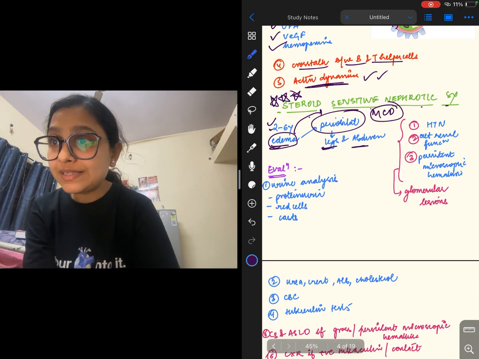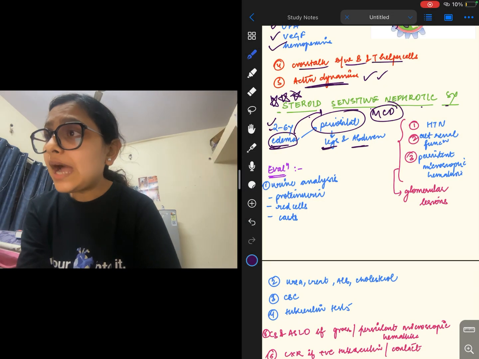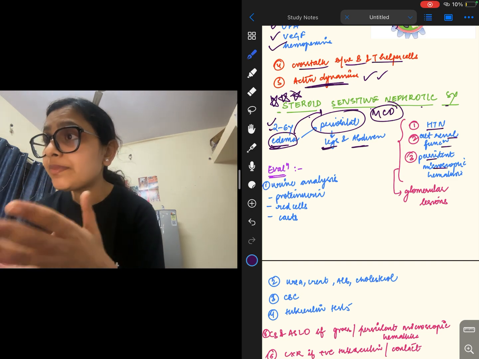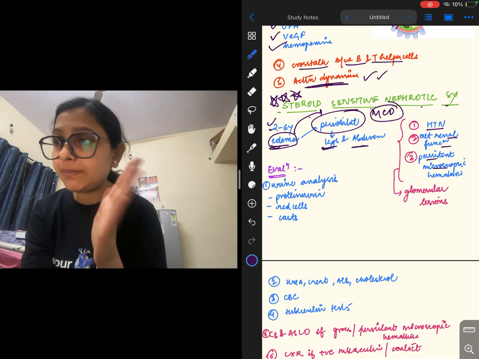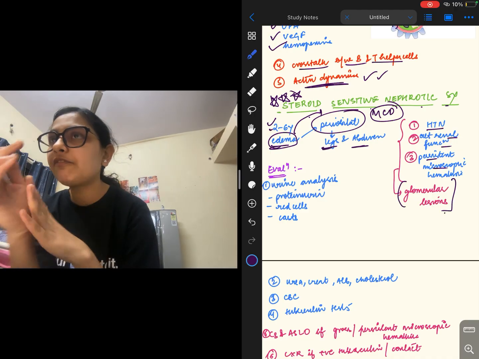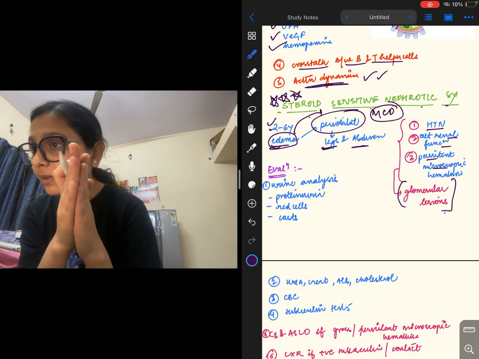But if, along with edema, you see hypertension or altered renal function or persistent microscopic hematuria, that is, renal function is altered and BP is raised, then that means glomerular lesions are present. That is not minimal change. We'll think of FSGS or membranous nephropathy or membranoproliferative glomerulonephritis.